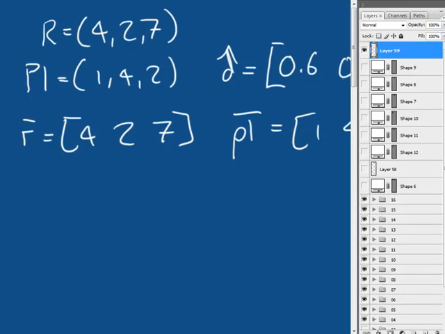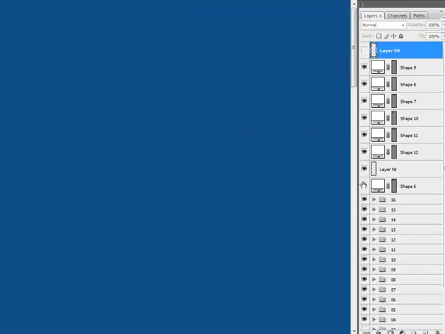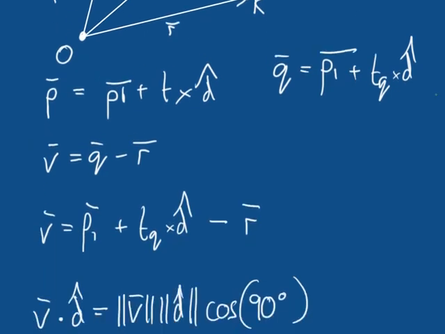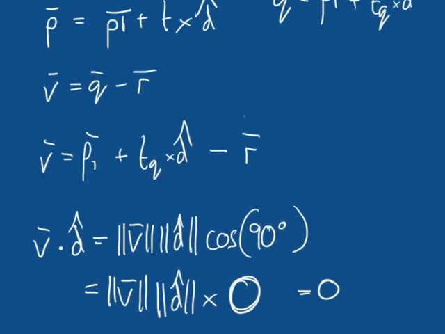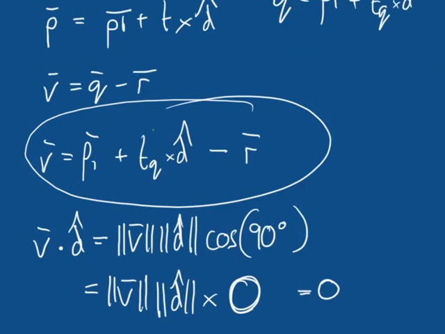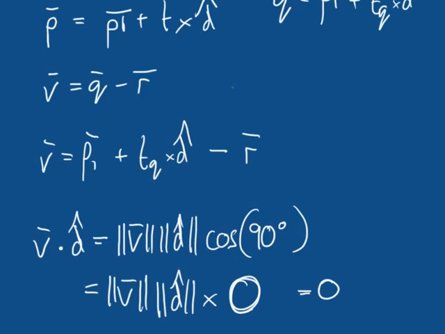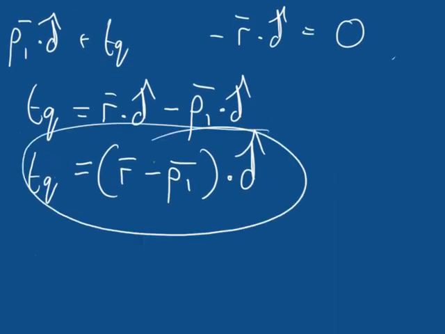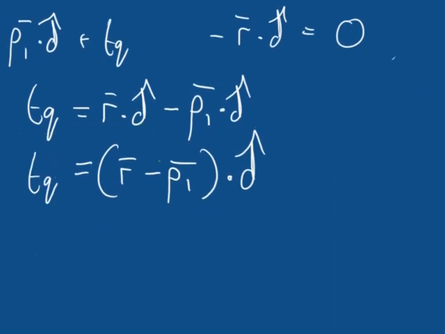Now earlier we saw that that distance is given by the length of this vector V. So we know we need to find vector V so we can calculate the length of V, and that will give us that distance. And we've seen that that's given by this equation right here. V is equal to P1 plus TQ times D minus R, where we need to find this parameter value TQ. And we also saw that TQ is given by R minus P1 dot D.